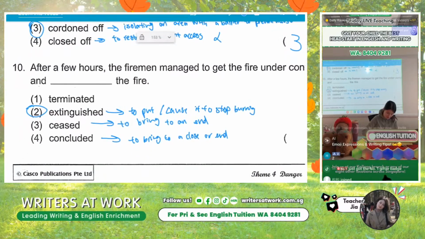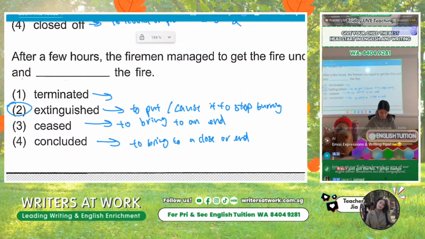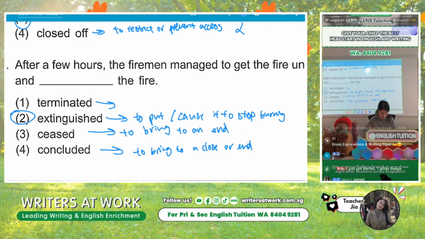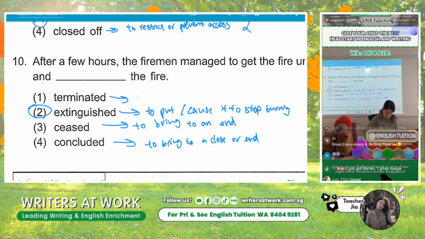Then we have terminated. Okay, you can say I terminated a contract. Now terminated is not the same as exterminated, but I know it's spelled similarly. Terminated also means to bring to an end. Okay, to conclude something.